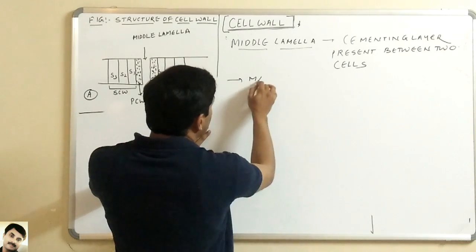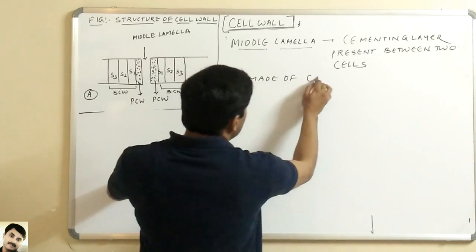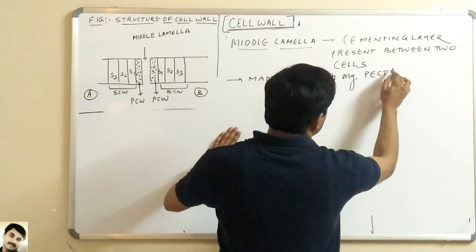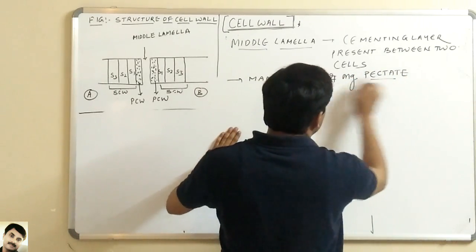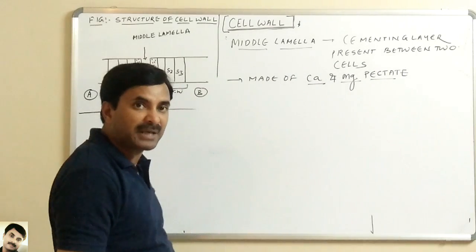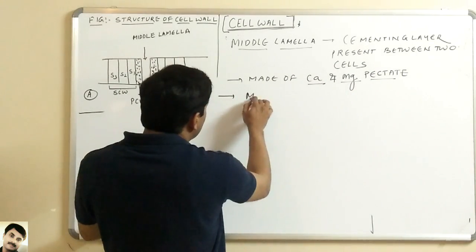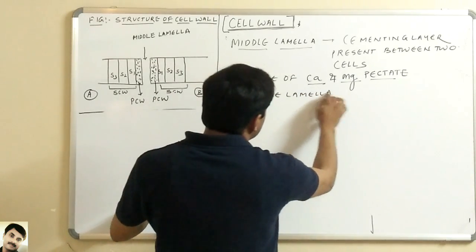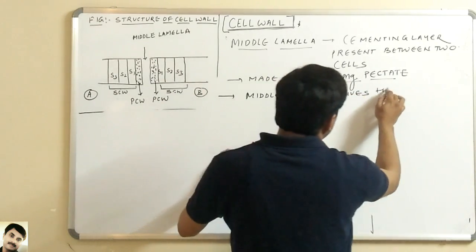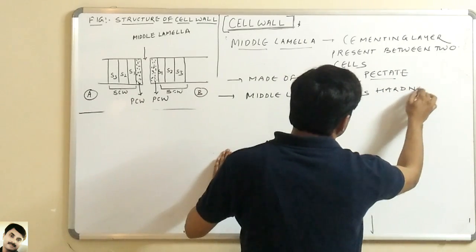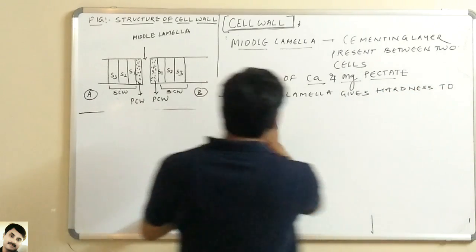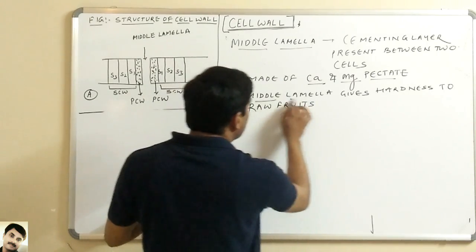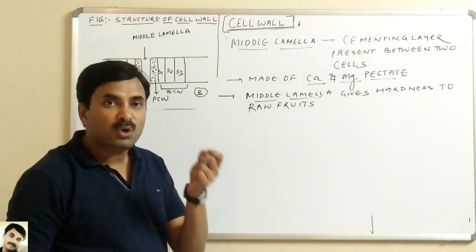It is made of calcium and magnesium pectate. It is made up of calcium and magnesium pectate. The middle lamella gives hardness to raw fruits. Middle lamella gives hardness to raw fruits.